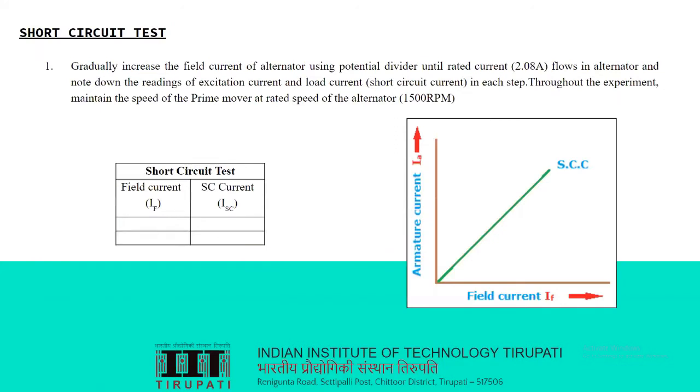To conduct the short circuit test, gradually increase the field current of the alternator using the potential divider until rated current, which is 2.08 ampere, flows in the alternator, and note down the readings of excitation current and load current. Throughout the experiment, maintain the speed of the prime mover at the rated speed of the alternator, which is 1500 rpm. The relation between the field current and short circuit current can be observed by plotting the short circuit characteristics between them.